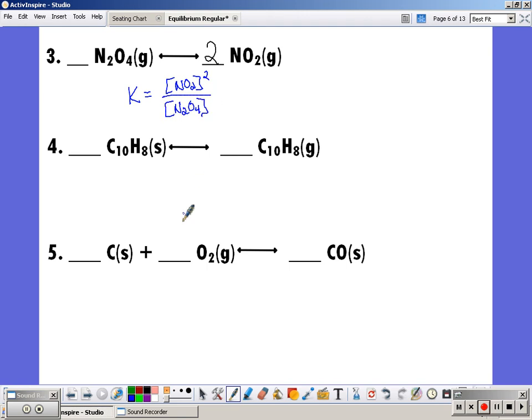In number 4, it is balanced. It's a heterogeneous reaction because I have a solid and a gas. Solids are not included in the equilibrium expression. So I would just say products over reactants. In number 5, to balance, I would have to put a 2 and a 2. It's heterogeneous because I have solids and gases, and I don't include solids, so I can cross those out. So K would equal, I don't have any products, 1 over, carbon doesn't count, so it's just over O2.